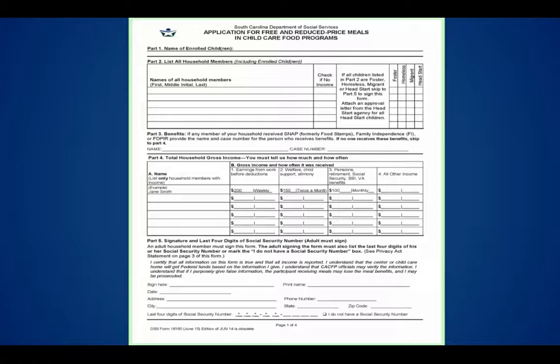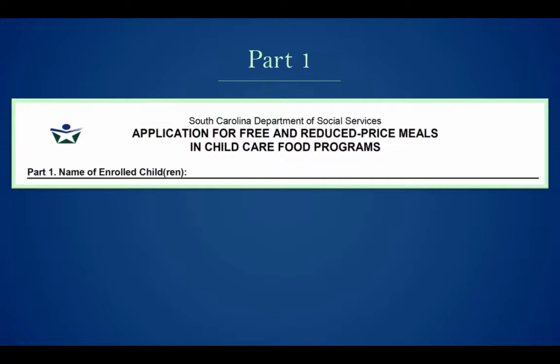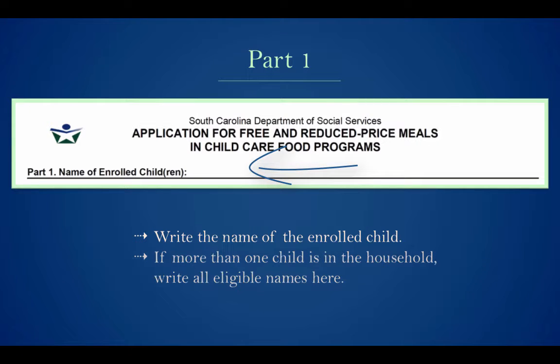Here's a tip. Keep applications filed in alphabetical order for easy access for audits or documentation checks. Now, let's review the different parts of the application. In Part 1, the names of all enrolled children should be written here. It is not necessary for a family to submit a separate application for each enrolled child.